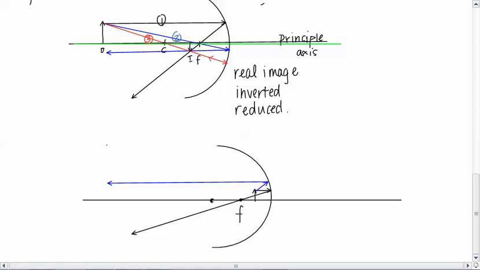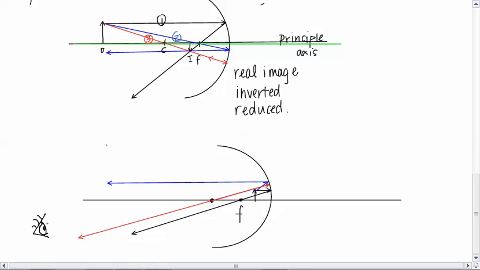The third ray, line up your center of curvature and the top of your object. Again, you're just going to draw a line from the top of the object to the mirror, and then it bounces right back on itself, like this.